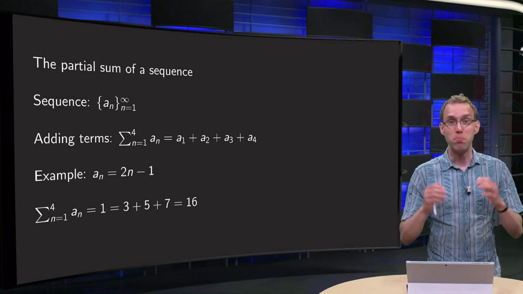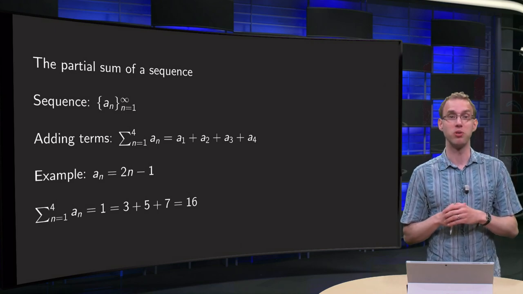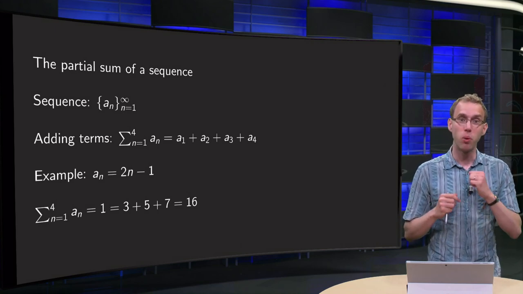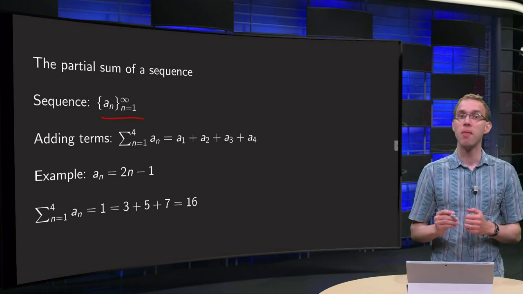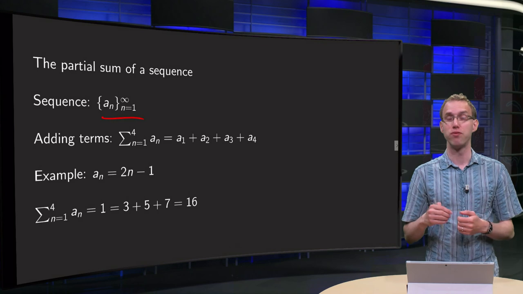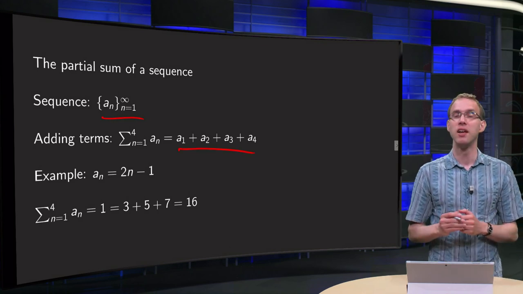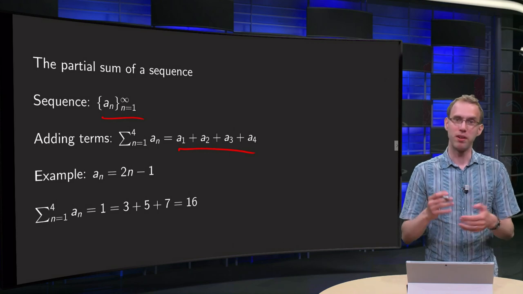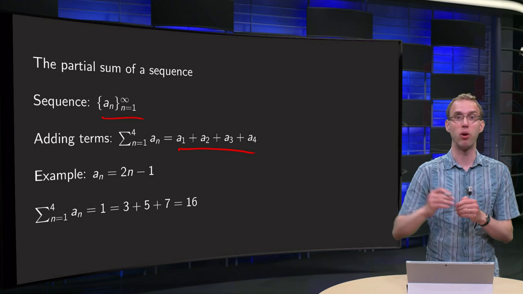Before embarking on this big topic of series, we need the notion of partial sums, which we will introduce in this video. So, what is a partial sum of a sequence? Suppose we have some sequence. I want to add, say, the first four terms, so a1 plus a2 plus a3 plus a4. We can write it down as that. But that would be a bit inconvenient if you want to add, for example, the first 10 terms.